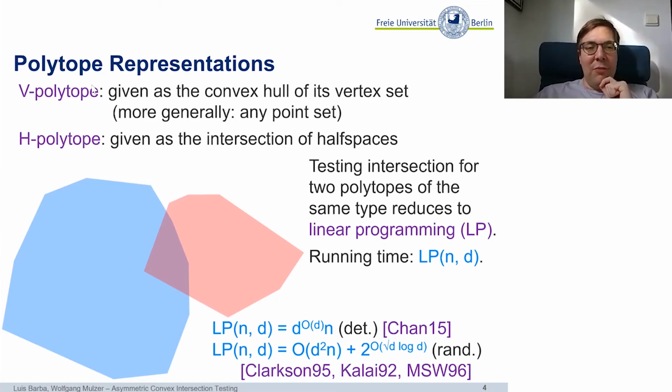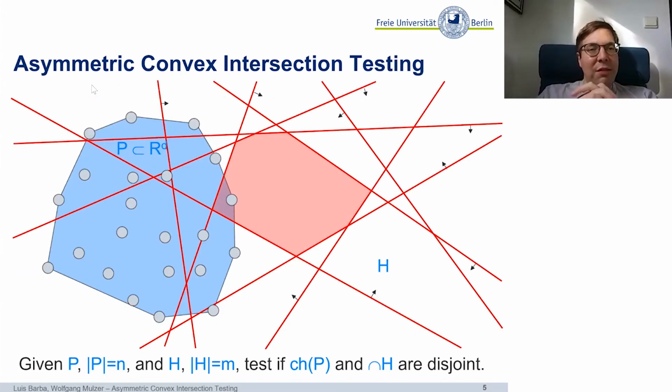But now the question is, what happens if the two polytopes are given in different representations and I still want to know whether they intersect or not? This is the problem, and that's why we call it the asymmetric convex intersection setting, asymmetric because the two convex polytopes are not in the same representation.